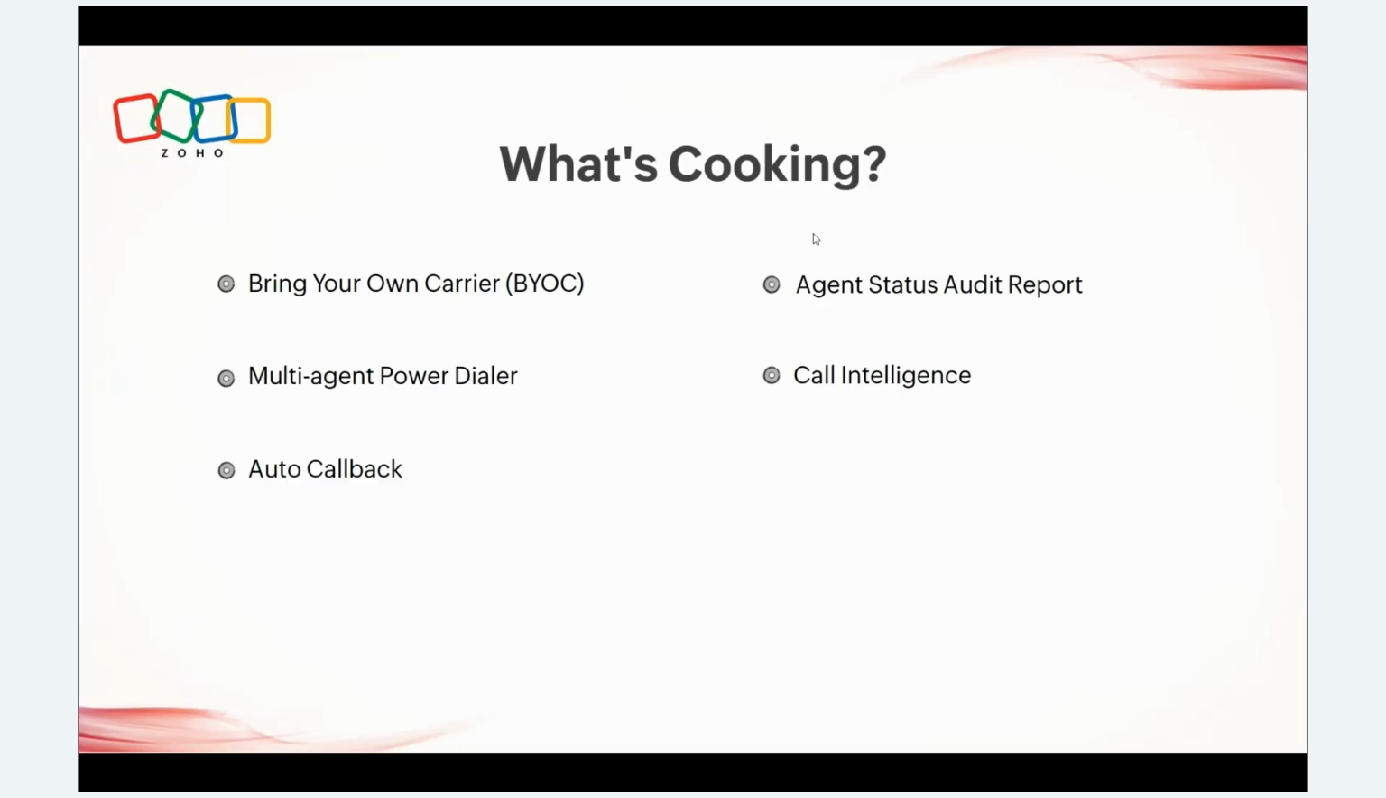Multi-agent power dialer. You can assign multiple agents to a single power dialer campaign, which enables multi-level campaign handling for better efficiency. Call intelligence. Get AI powered call transcription in the language of your choice, along with sentiment analysis for deeper insight into your customer interaction. Auto callback. You can say goodbye to unnoticed missed calls. This feature automatically assigns missed calls to the next available agent.